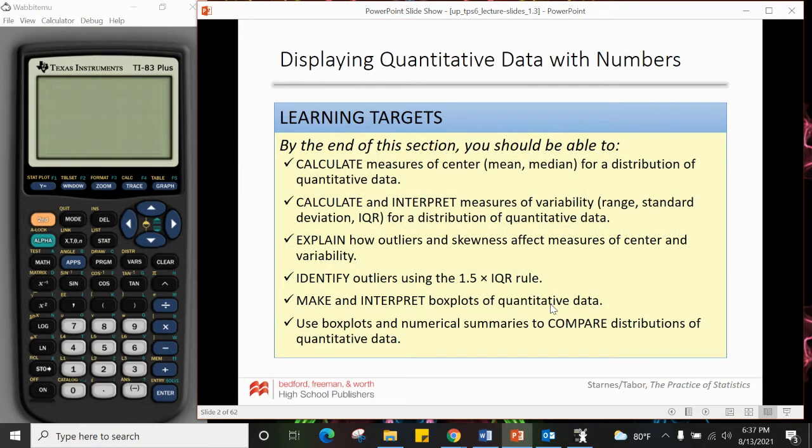So, some learning targets. We're going to calculate the measures of center, which are mean and median for a distribution; calculate and interpret measures of variability, which is range, standard deviation, and IQR; explain how outliers and skewness affect measures of center and variability; identify outliers using the 1.5 times IQR rule; make and interpret box plots; and then use box plots and numerical summaries to compare distributions of quantitative data.